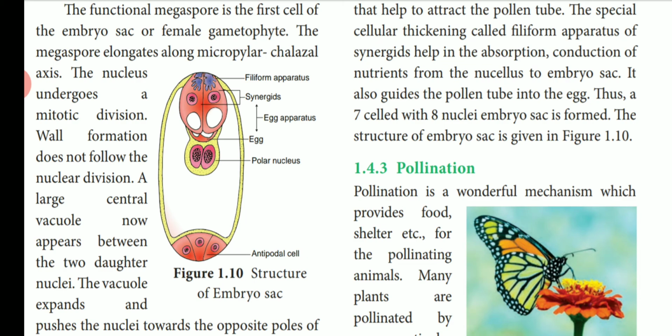Okay, so if you take the synergids, already I told you 2 synergids are present. The synergids secrete a chemical substance, a chemotropic substance. Why is that chemical substance secreted? It helps to attract the pollen tube. This chemical secreted by the synergids is to attract the pollen tube. Are you clear? This is the structure of the embryo sac. It's a very important question, so they may ask it in 5 marks also.